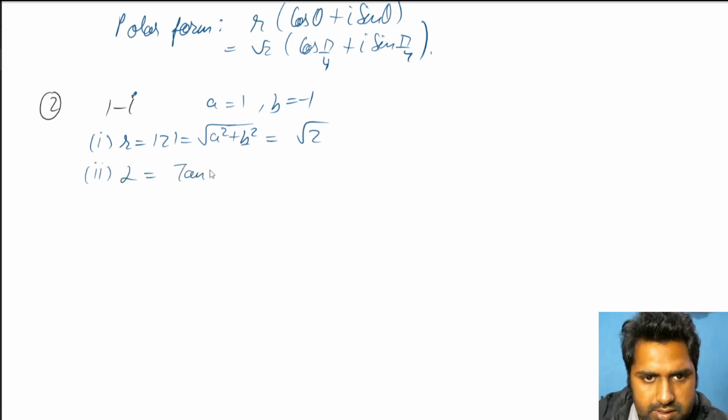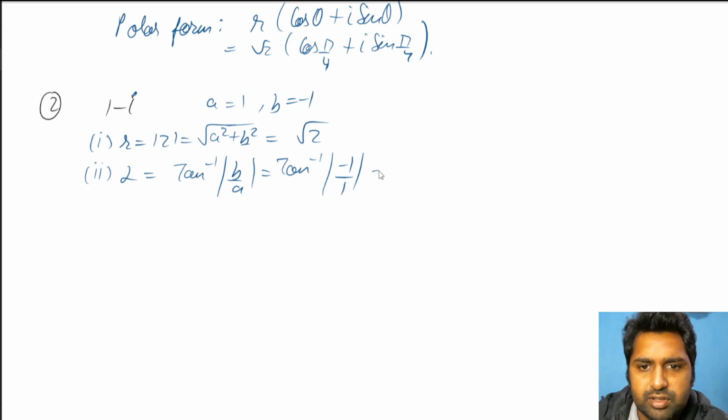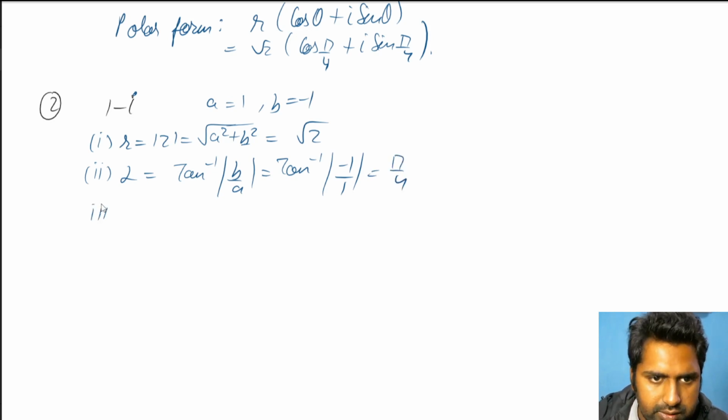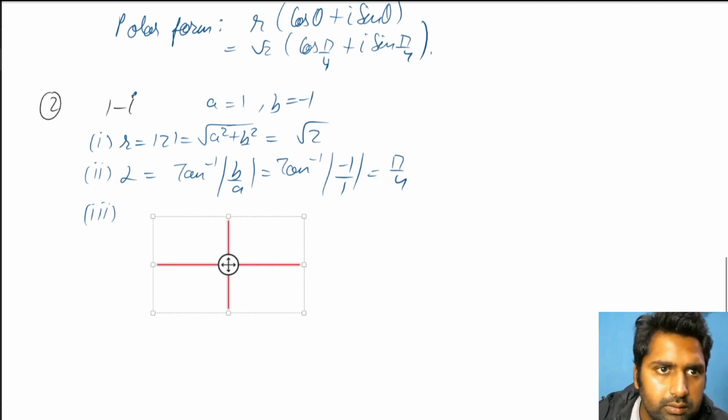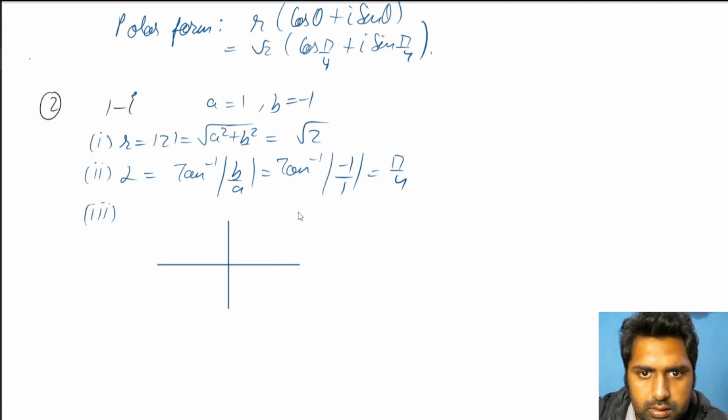Now second step, alpha. Alpha is tan inverse of modulus of b by a. So tan inverse of modulus of minus 1 upon 1. Mod makes everything positive. So tan inverse 1, again pi by 4. Third step, locate the quadrant. This is basically (1, minus 1). (1, minus 1) is in the fourth quadrant. So this is where your complex number is. For the fourth quadrant, theta is minus alpha.